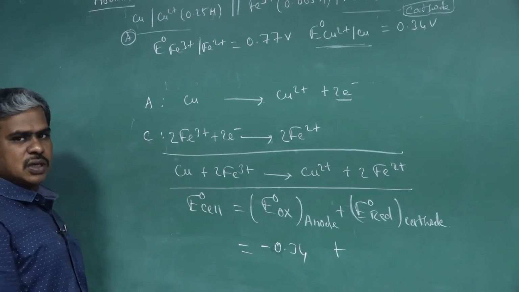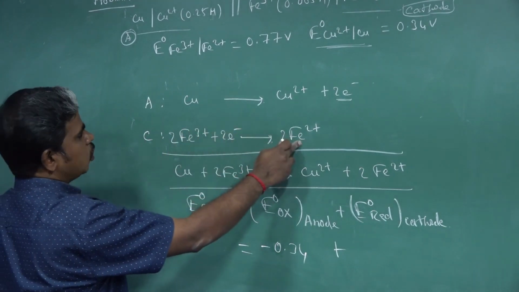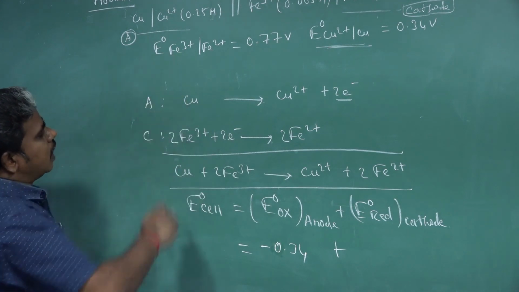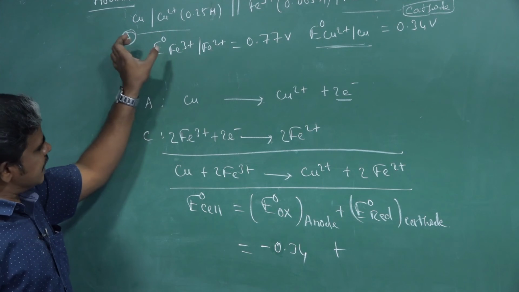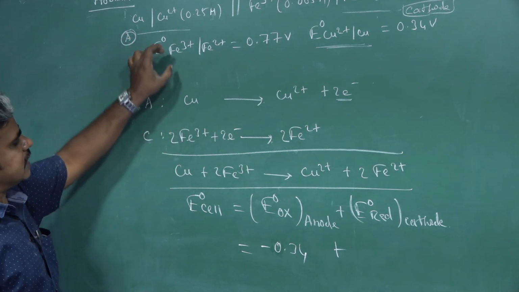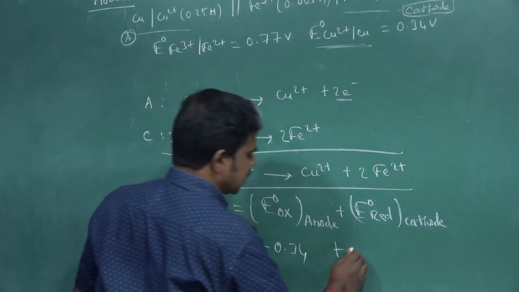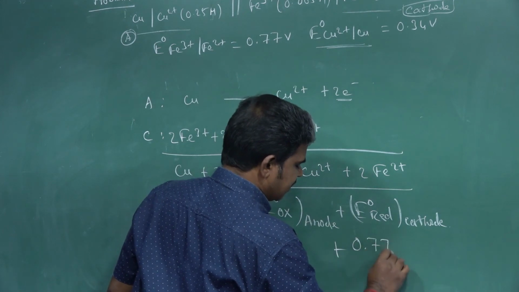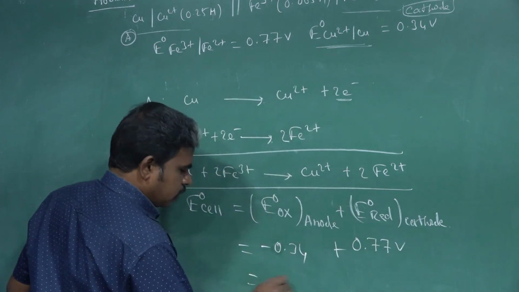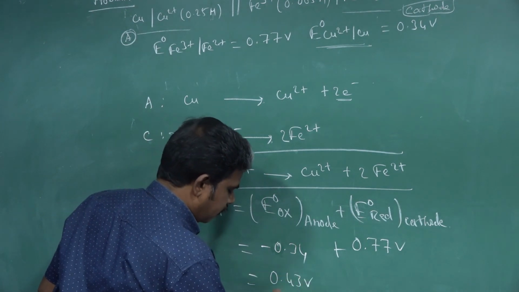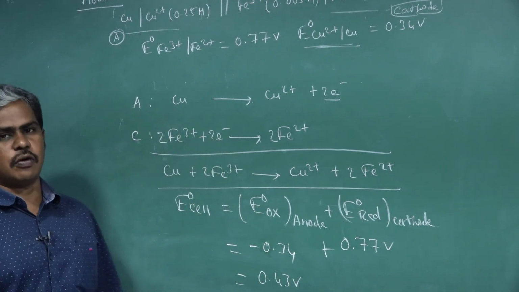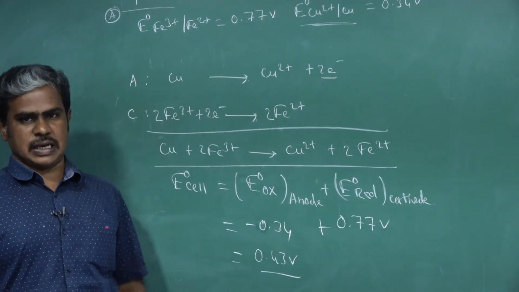And here the reduction potential. What is the reduction? Fe3 plus becomes Fe2 plus, and what is the E naught value? Fe3 plus becomes Fe2 plus, so it is the reduction potential. At the cathode, reduction takes place. So it is 0.77 volt. Now by taking this, it is 0.43 volt. So 0.43 volt is the E naught cell.